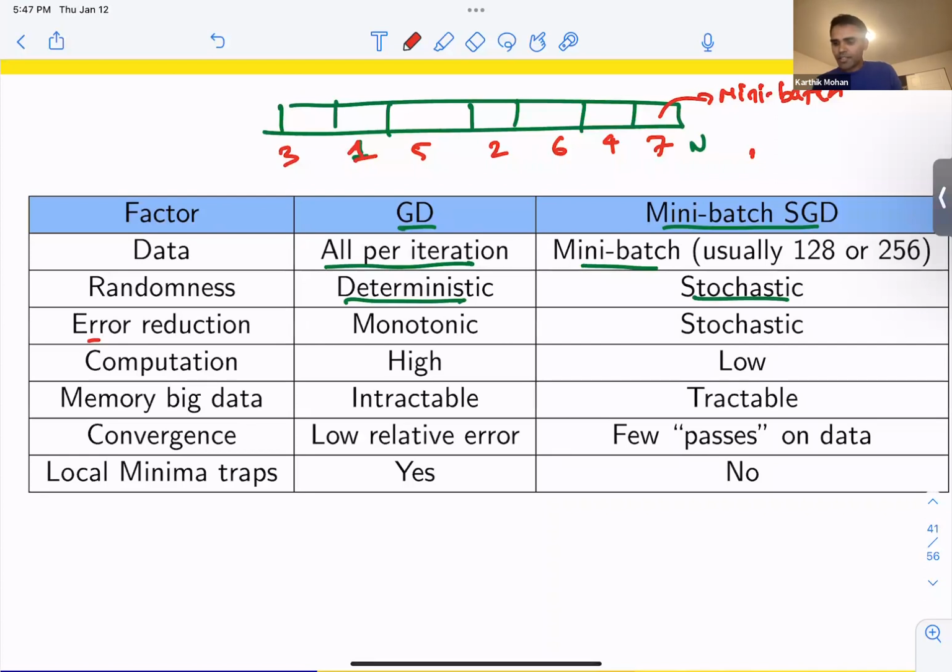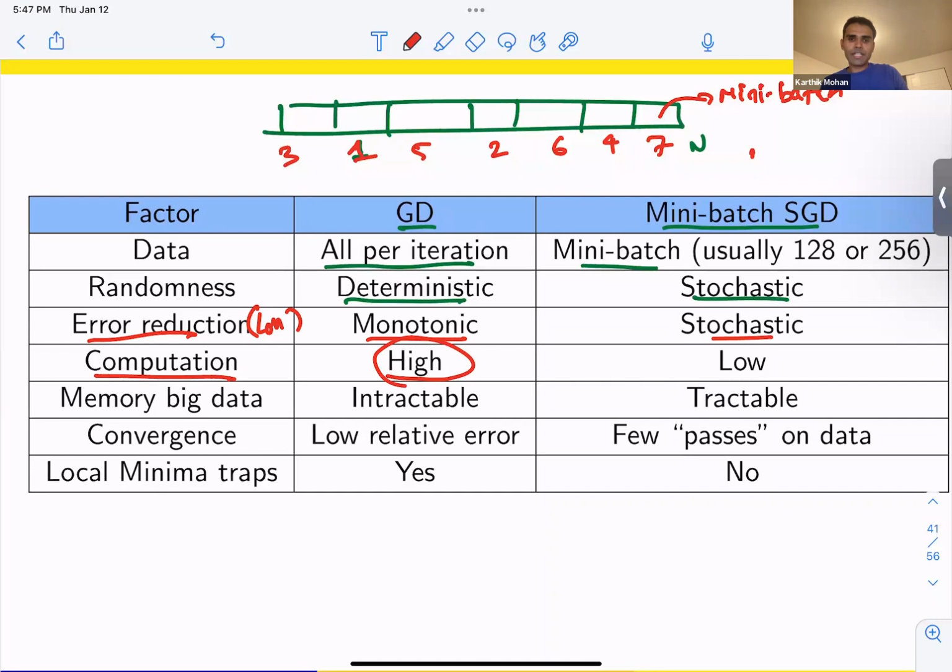And the error reduction is monotonic in gradient descent. So you're constantly reducing the loss function. But with mini batch, it's stochastic. There's a zigzag behavior. Computation can be high with gradient descent because you're using all of the data points.